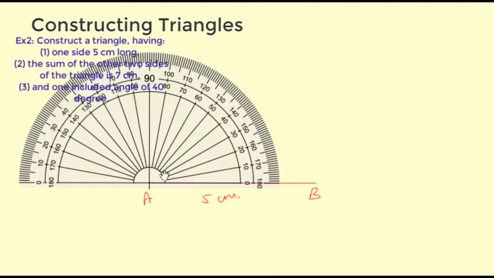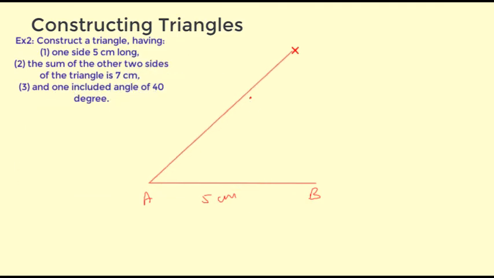And now let us construct the angle 40 degree which is at the point A with reference to the line segment AB, okay? Let's connect these 2 points and this will be our required line along which we will have the 40 degree angle, okay? So let's say this is ray AZ.